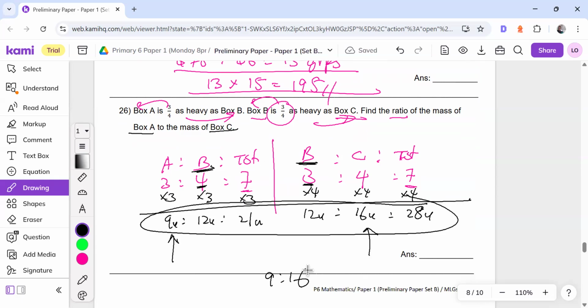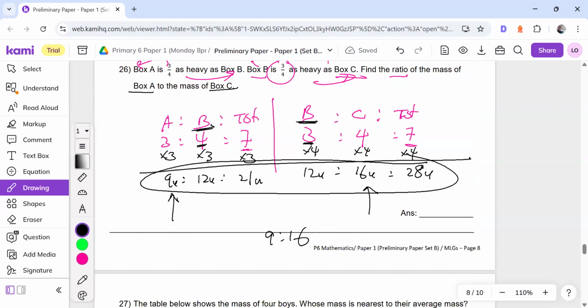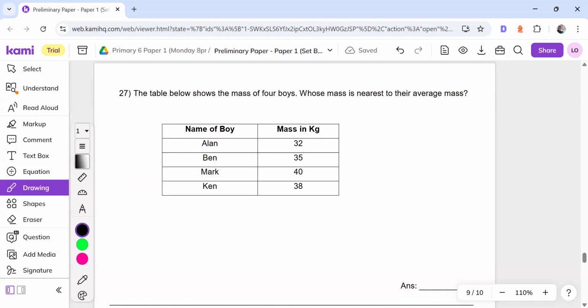So do you get correct? Anyone got mistake? This is considered also quite easy. Almost all the questions so far are quite manageable, okay? Not hard. Let's go to question 27.